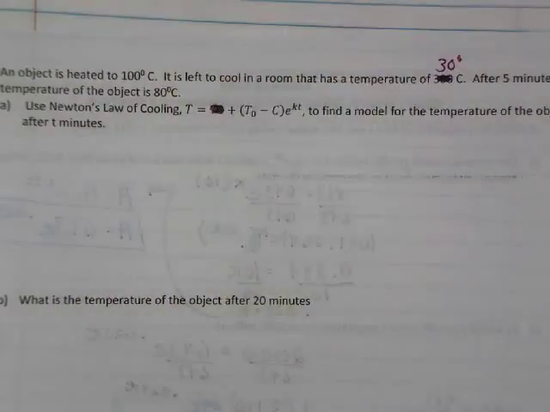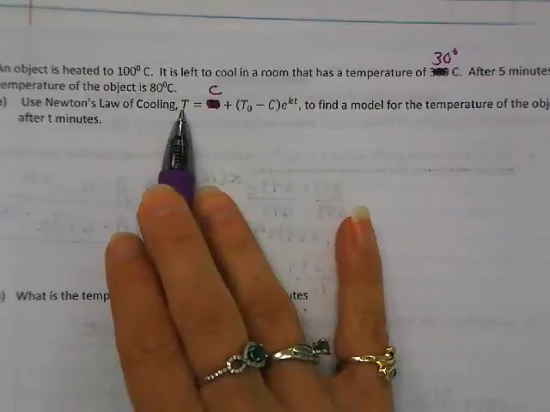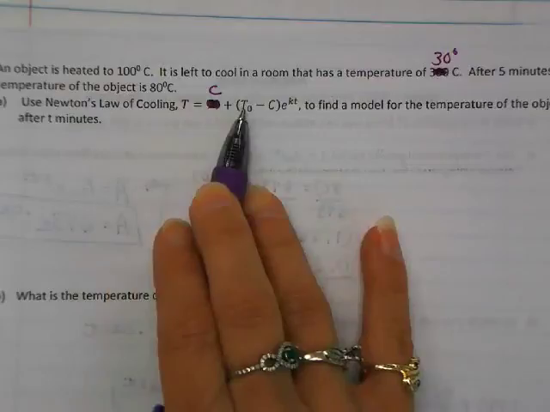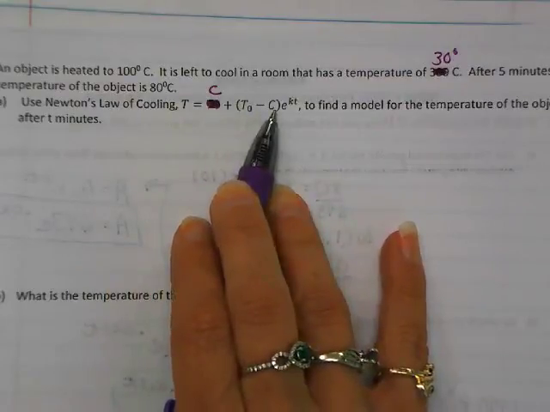Alright, quick thing about Newton's law of cooling. Again, T is the temperature after. That's the ending temperature. T sub 0 is your starting temperature. And C is the room temperature or the atmosphere temperature. Okay? Alright, so let's get ready to roll.